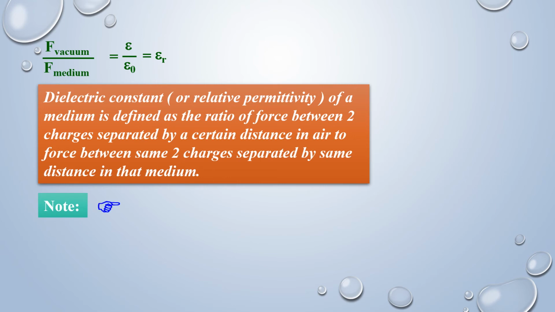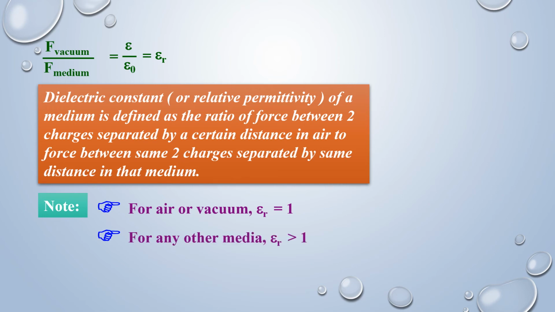The point to note over here is that the relative permittivity of air or vacuum is considered to be equal to 1. Whereas for any other media, relative permittivity is always greater than 1. It can never be less than 1.